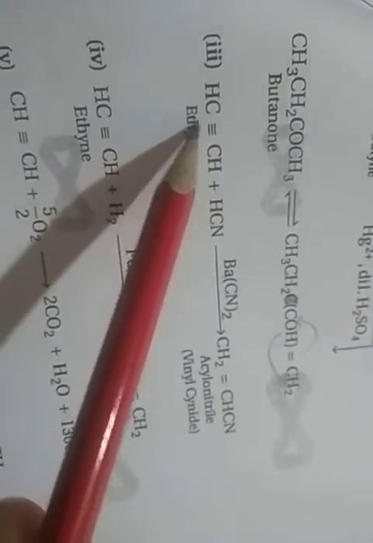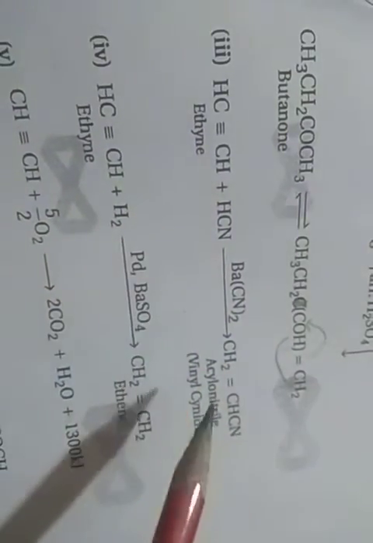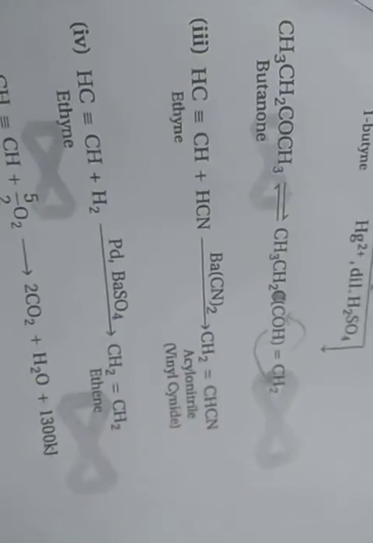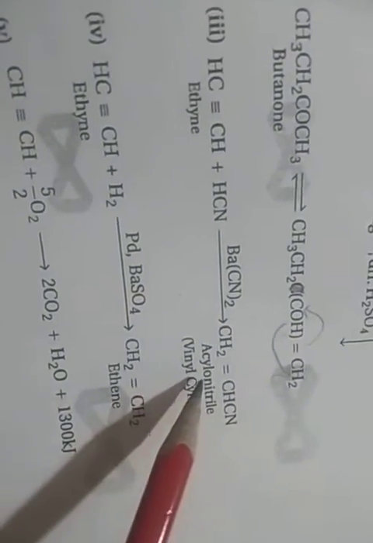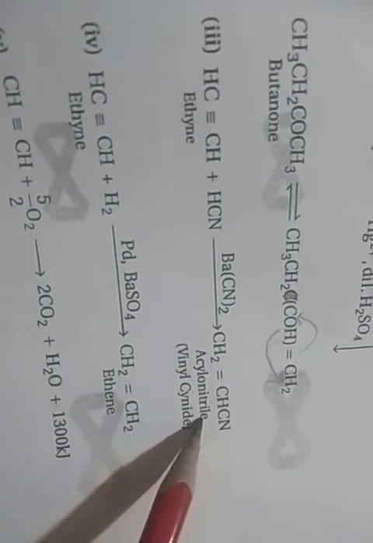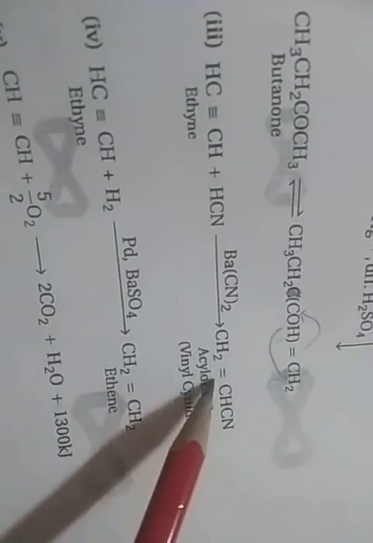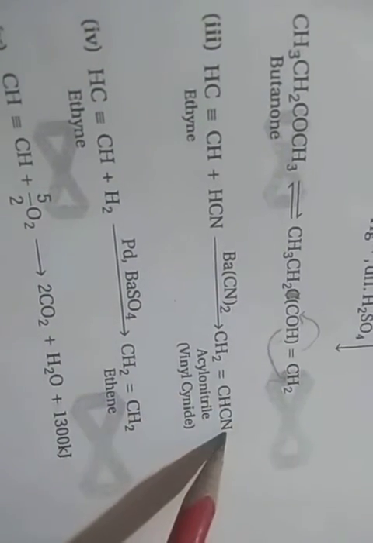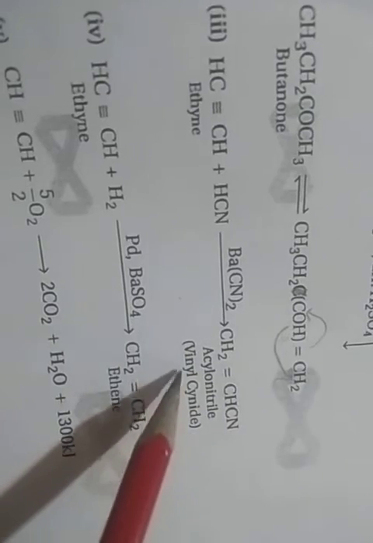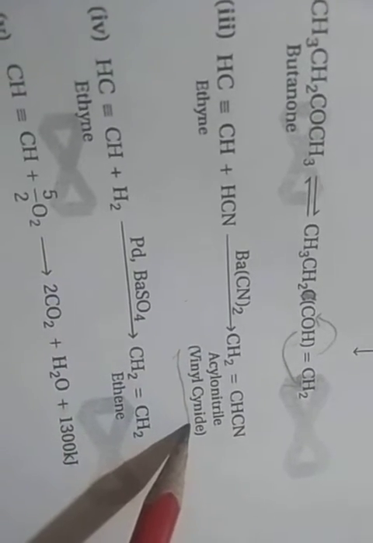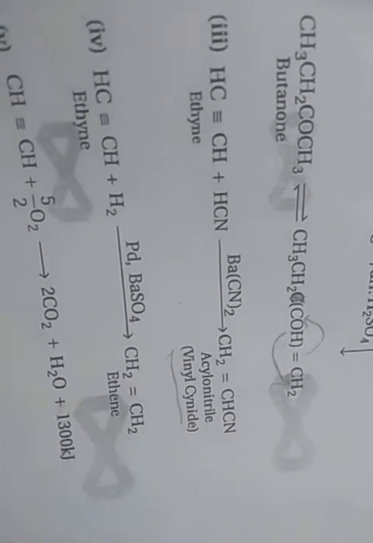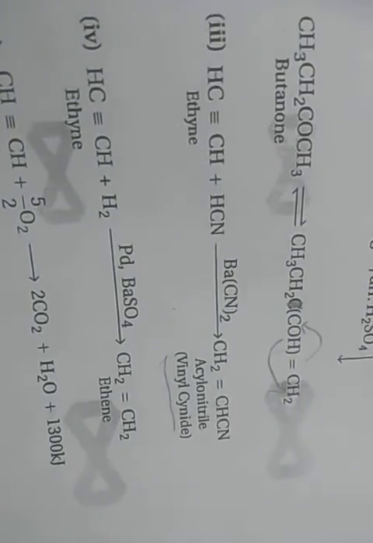The triple bond breaks into a double bond. On one side hydrogen is attached, so CH2, and on the other side cyanide. So CH2 double bond CHCN. Its name is acrylonitrile. Both carbons of the double bond are attached to CN, and its common name is vinyl cyanide. Okay, vinyl cyanide.